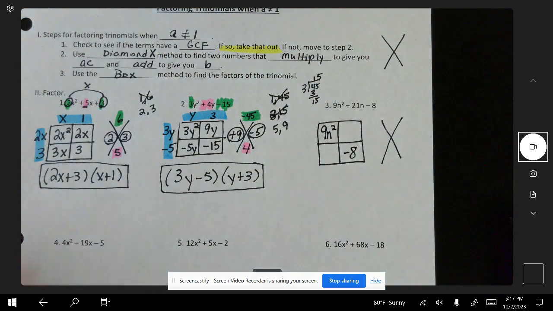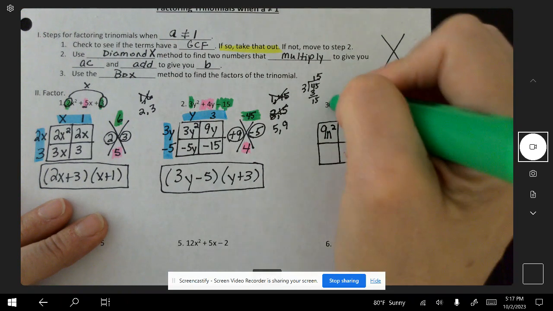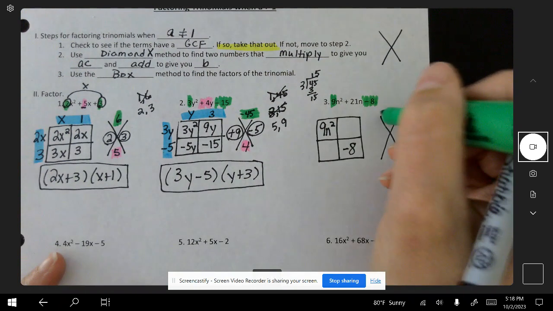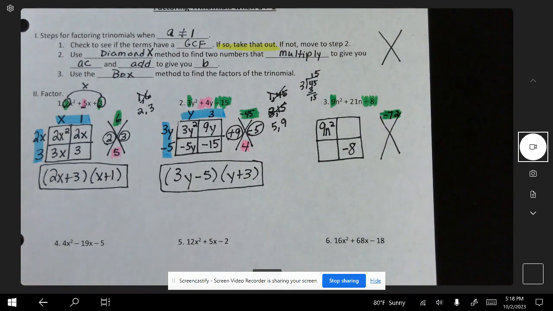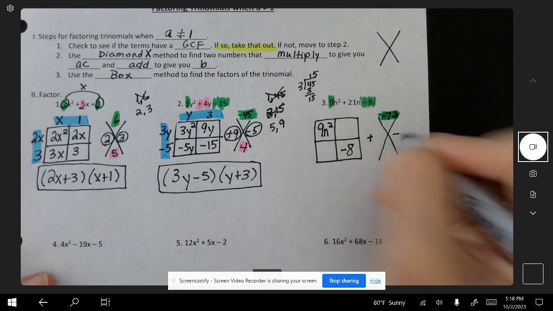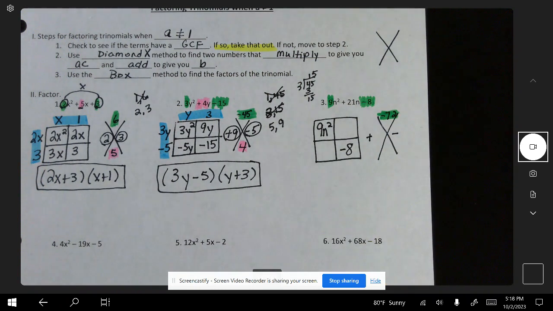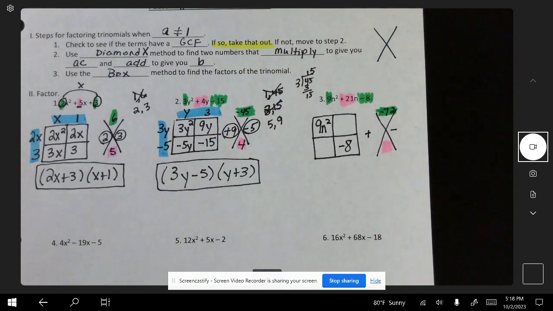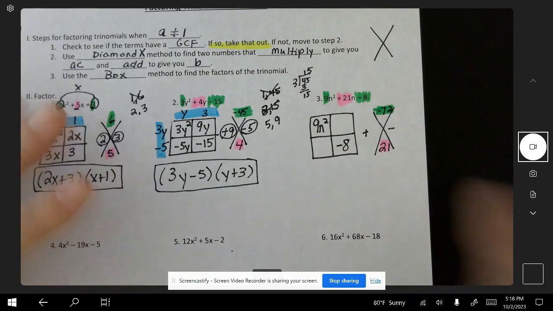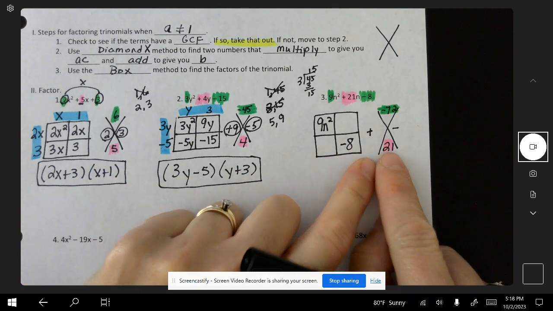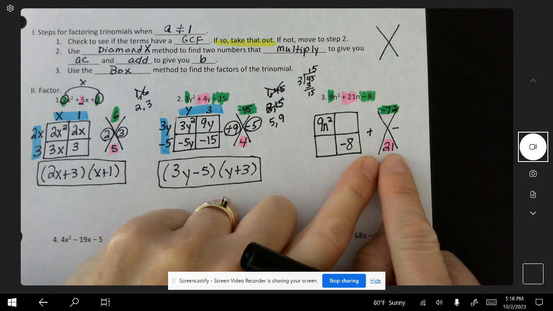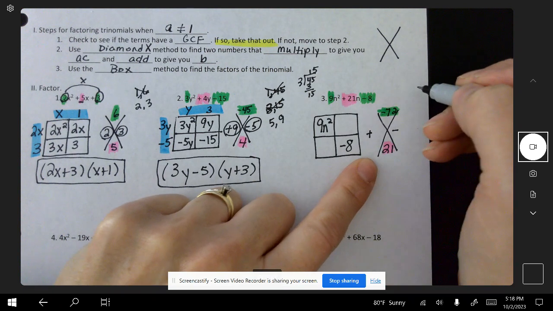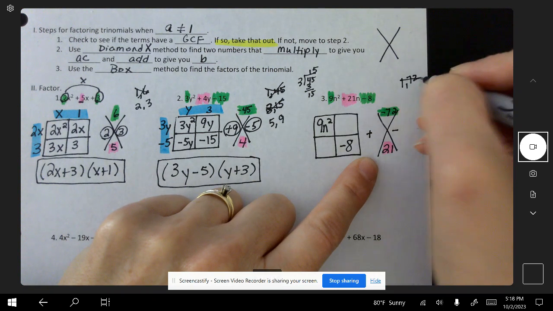All right, now we're multiplying. Negative 8 times 9. That's negative 72. So we're multiplying to get a negative. If you're multiplying to get a negative, that means one of these has to be positive and the other has to be negative. And then we're adding to get that 21. Okay, so since one's positive and one's negative, we're actually going to be subtracting to get that number. Okay, all right, so 1 and 72, 72 minus 1 is 71, so that doesn't work.